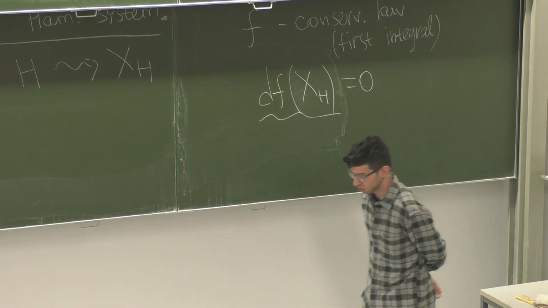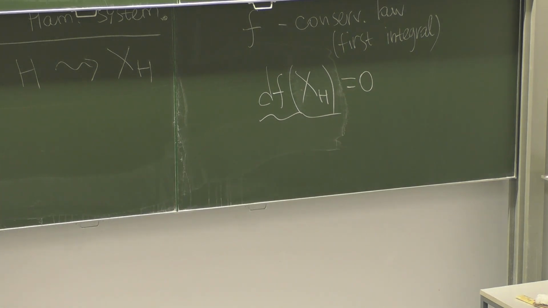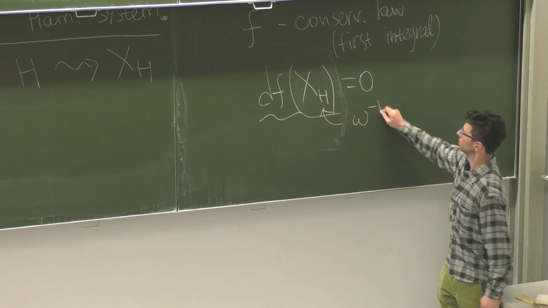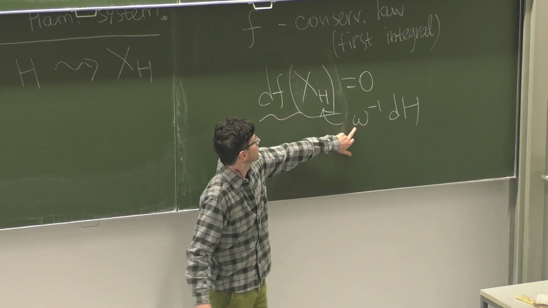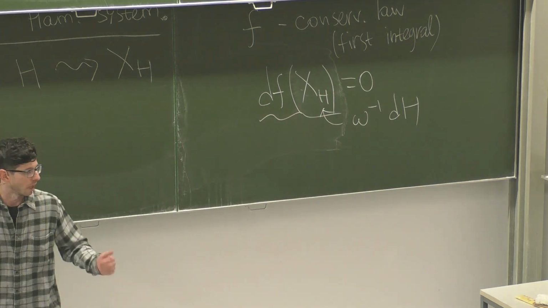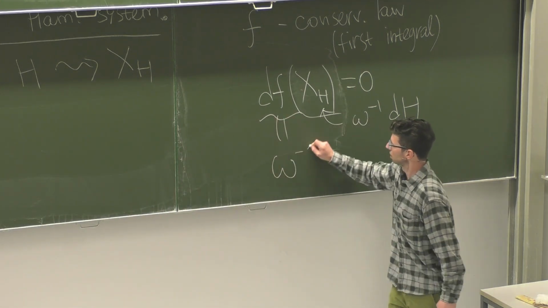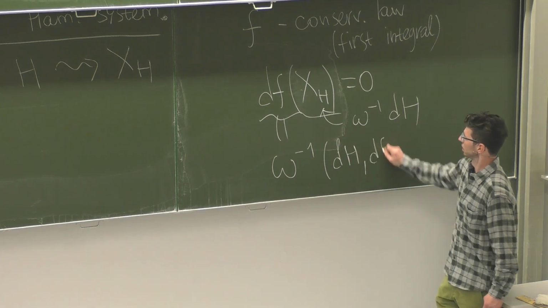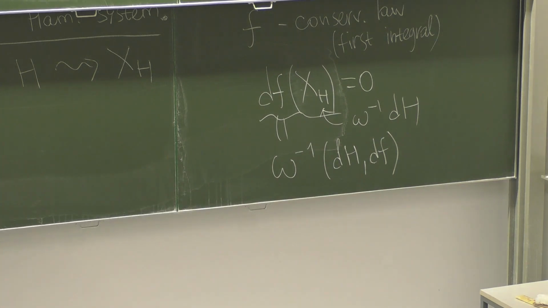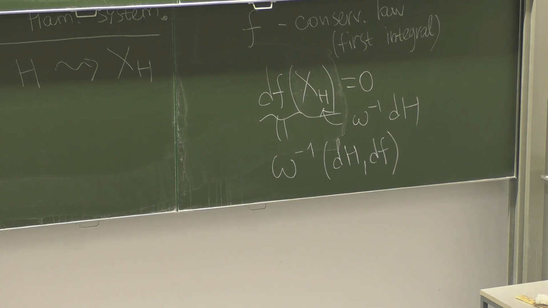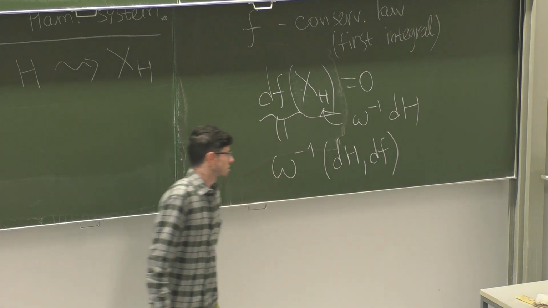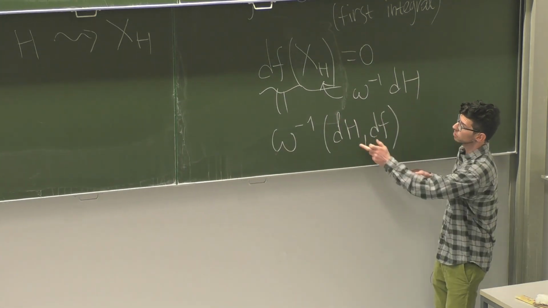So this is the condition for being a conservation law. Actually, this can be written in a slightly different form, because recall that X_H we define as omega inverse of dH. So here what we're doing is taking dH, applying omega inverse, and then pairing that with df. This expression can be written in a different form, namely omega inverse of dH and df. Omega was a 2-form on a manifold, so it's a bilinear form on tangent vectors. Because it's non-degenerate, you can invert it, and the inverse of a bilinear form on tangent vectors is a bilinear form on cotangent vectors. So omega inverse is what's called a bivector. Omega was a (0,2) type tensor, this is a (2,0) type tensor.